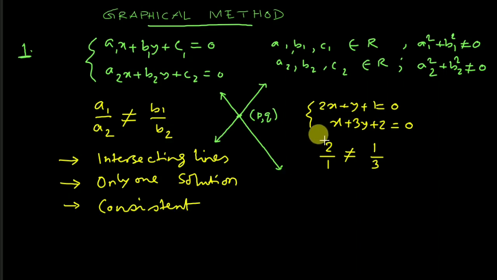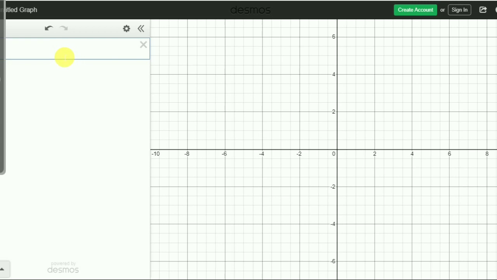Now I want to show whether they will intersect at a single point or not. The equations are respectively 2x + y + 1 = 0 and x + 3y + 2 = 0. Remember these two. In the graphing section, I have taken this one. The first equation is 2x + y + 1 = 0.